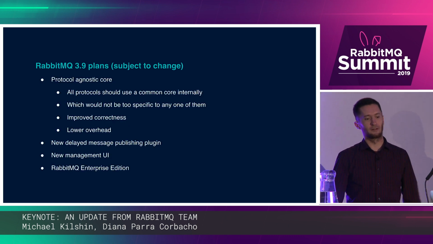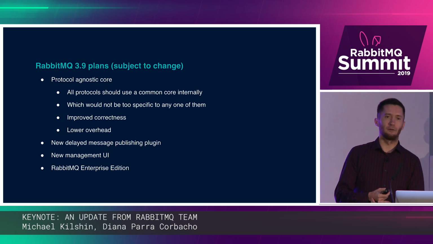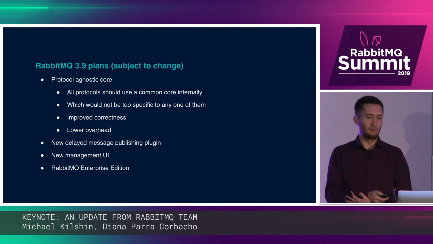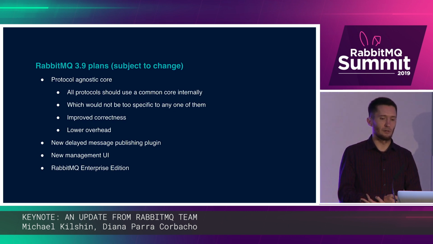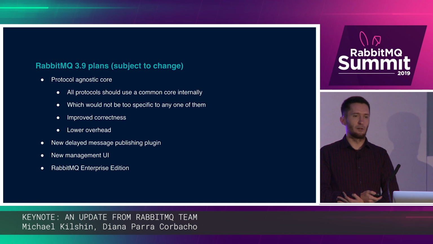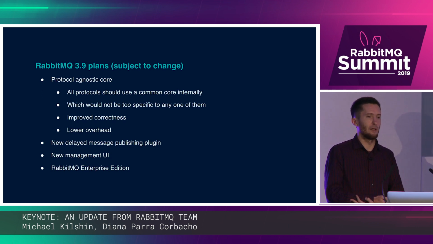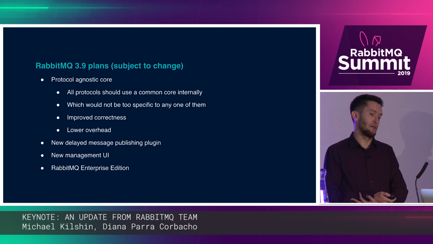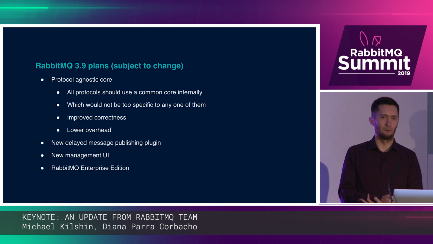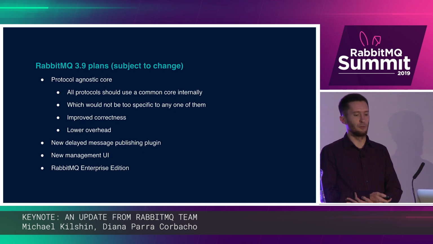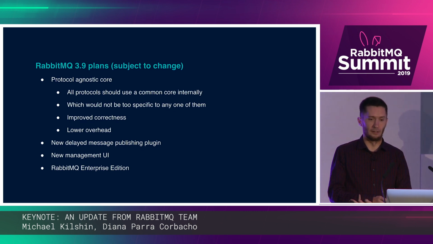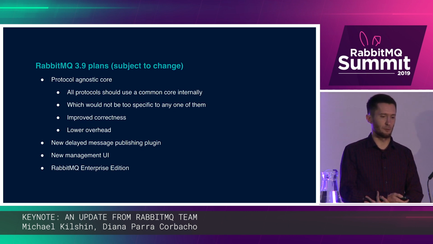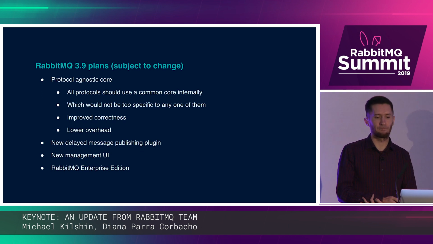So what is currently the plan for 3.9? We would like to have a completely protocol agnostic core. What does that mean? Well, we support multiple protocols. We would like to support more in the future, and currently they are a little bit too tied to the original protocol that we implemented. And sometimes that introduces overhead or subtle correctness issues that honestly shouldn't be there. So those would be two benefits: improved correctness and lower overhead. And hopefully more protocols to come after that, but not necessarily in 3.9.